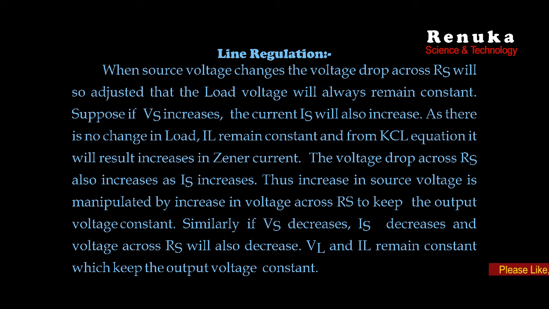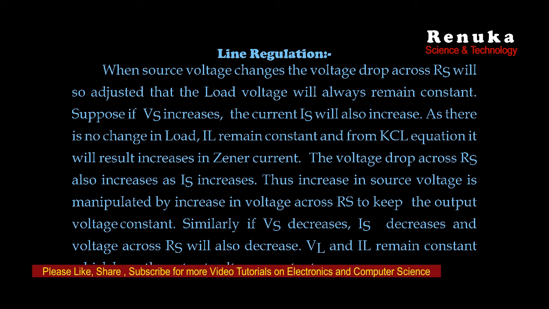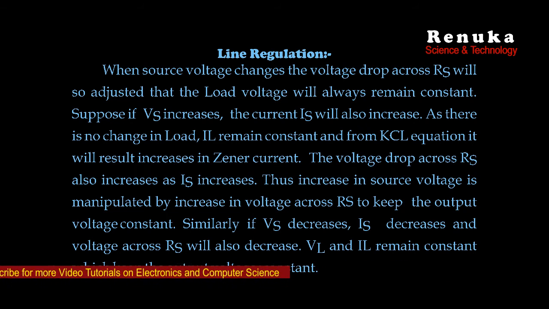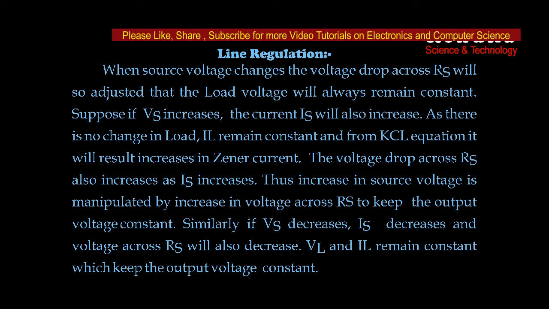Similarly, if Vs decreases, Is also decreases and the voltage across Rs will also decrease. VL and IL remain constant, which keeps the output voltage constant. So in this way, whenever there is a fluctuation in the line voltage, that is the output of the rectifier, there will be constant voltage at the output of this regulator. In this way, line regulation is performed by the Zener diode.